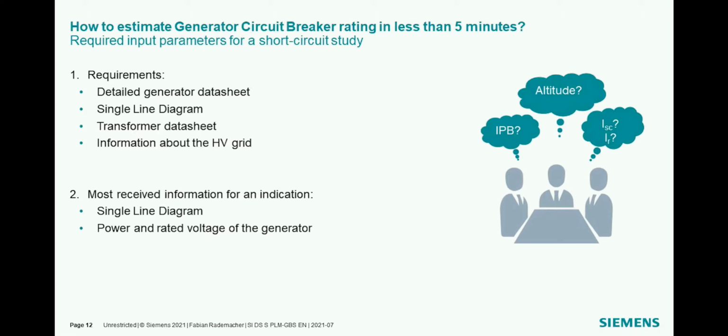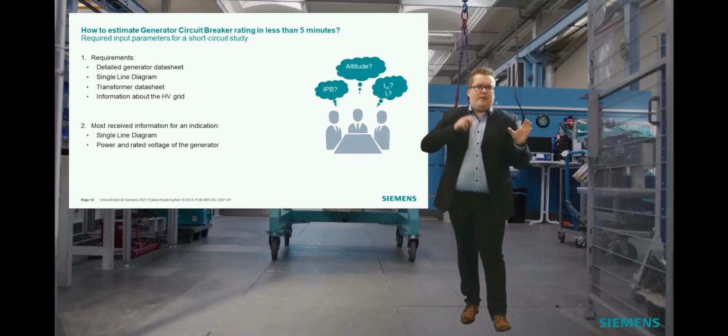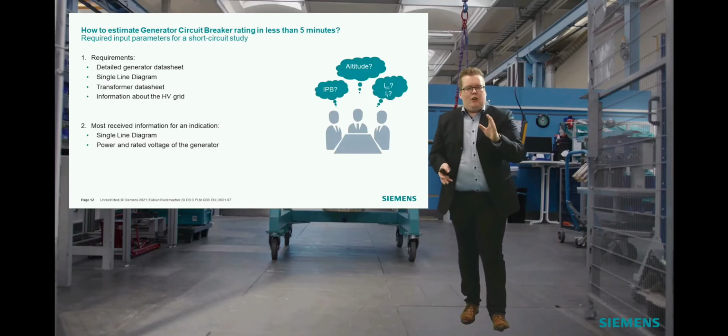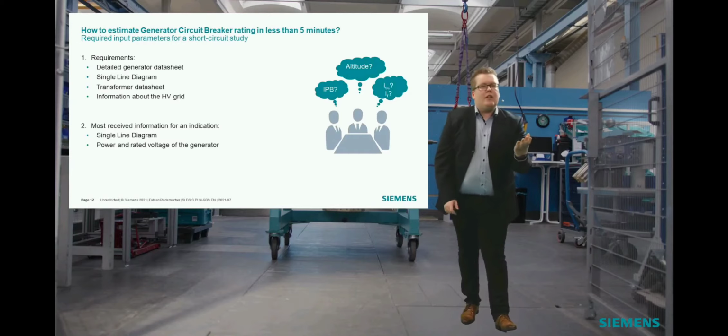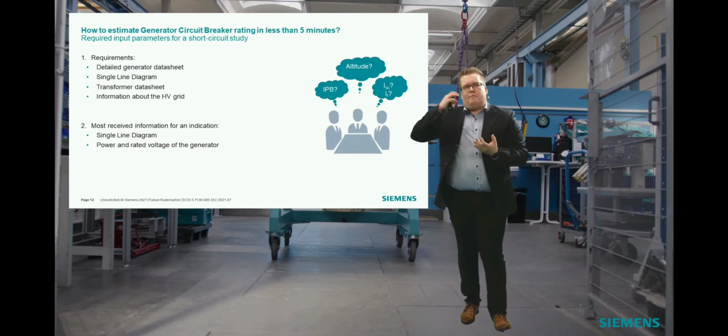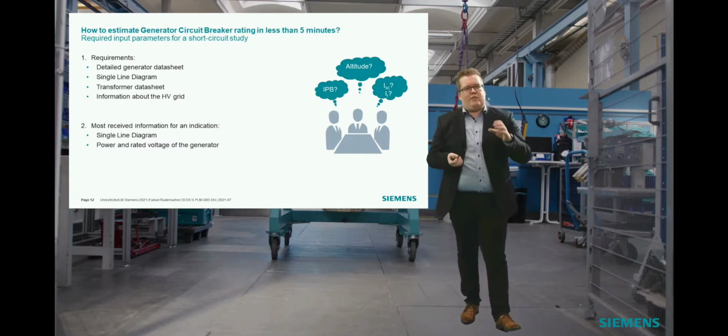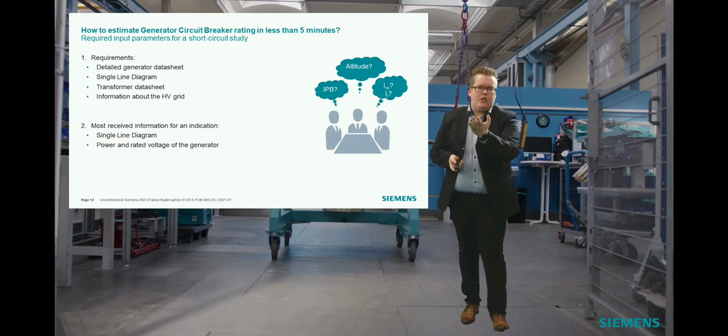In this case, we will most likely only get information about a single line diagram, a very simple single line diagram, and maybe the power and the rated voltage of the generator. But there are also other requirements which have to be considered. So maybe you have an IPB connection. You need to consider certain reduction factors for altitude, for the temperature, but you also need to know which rated current, which short circuit current can be expected.